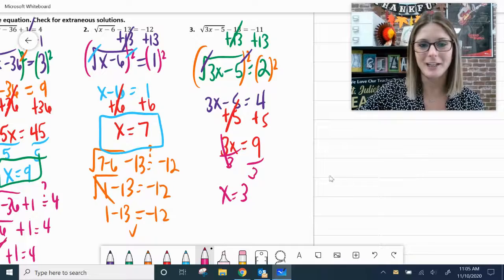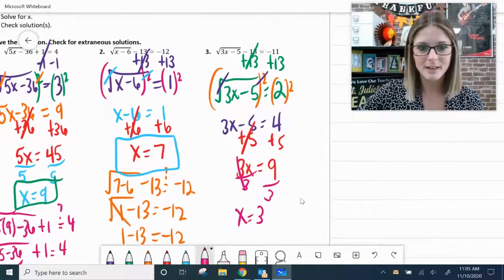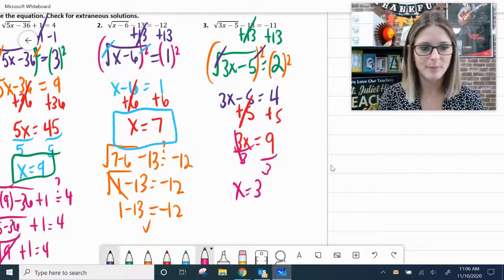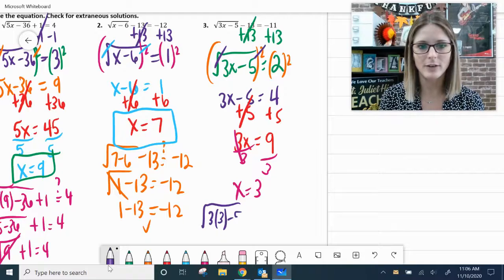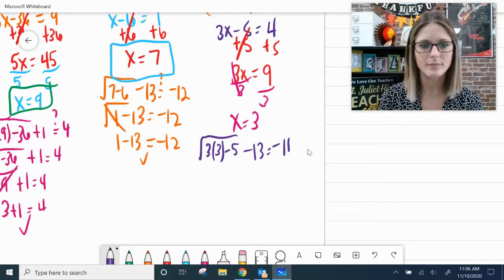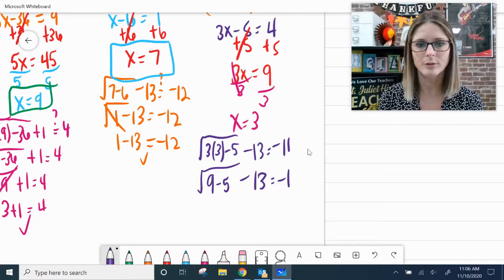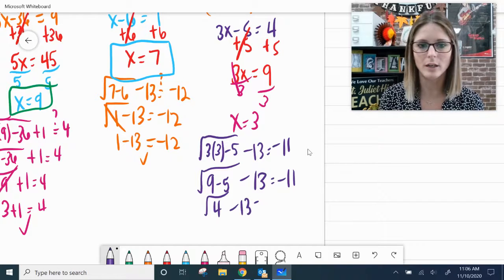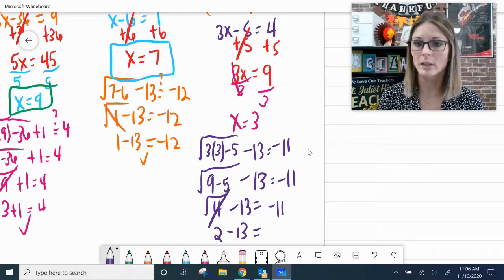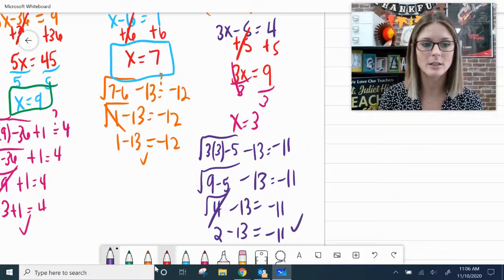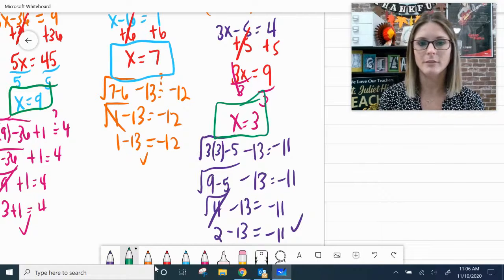Let's check it. Creating good habits for our next lesson. Put it where I can see the original problem. Plugging in 3 times 3 minus 5, inside the radical, minus 13 equals negative 11. 3 times 3 is 9 minus 5. We're checking to see if it equals. 9 minus 5 equals 4. The square root of 4 is 2. Minus 13 would give us a negative 11. So that checks out. 3 is my final answer.